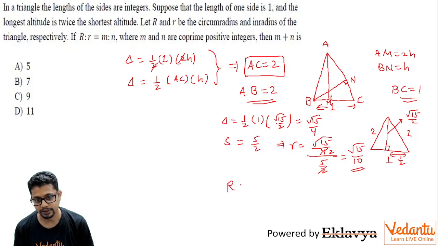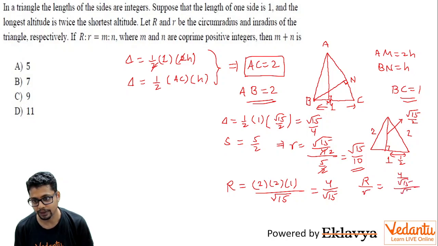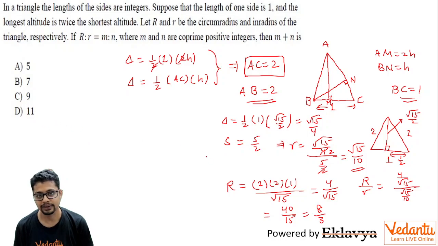This is the inradius. What about the circumradius? abc by 4 delta. 4 delta will be root 15, because delta is root 15 by 4. So you have 4 by root 15. So what about capital R by small r? It is essentially 4 by root 15 divided by root 15 by 10. So what you have is 40 by 15, which is 8 by 3, 8 ratio 3. So 8 plus 3 is 11. D is the answer. Thanks for listening.